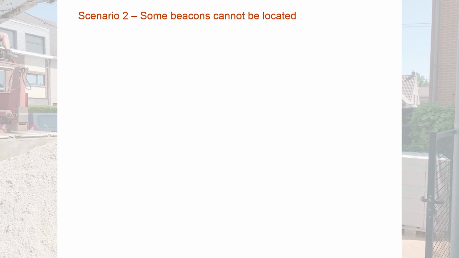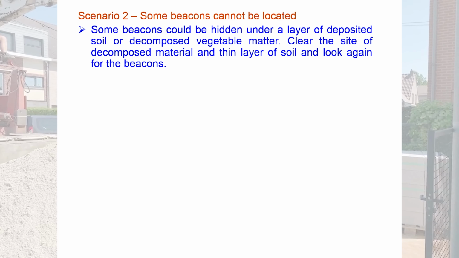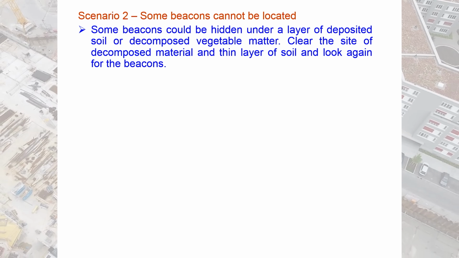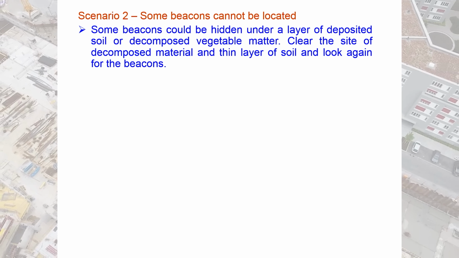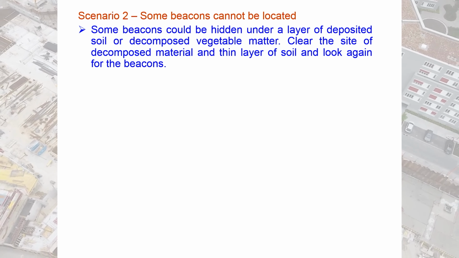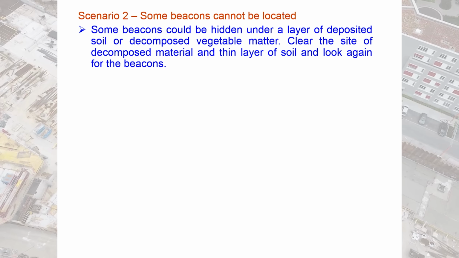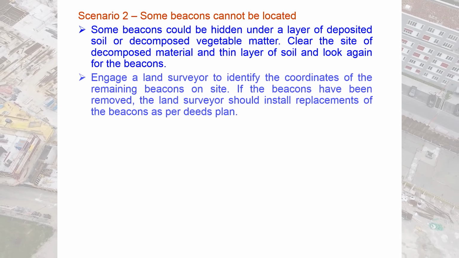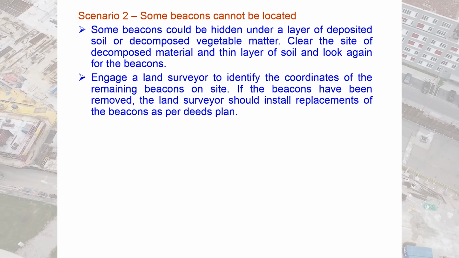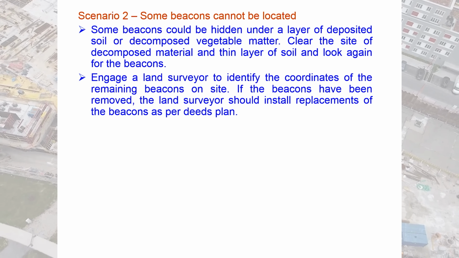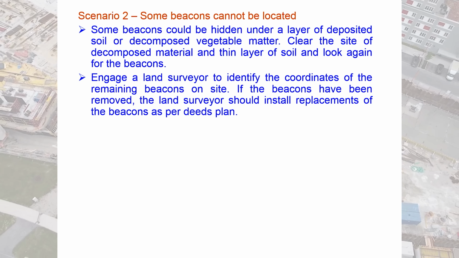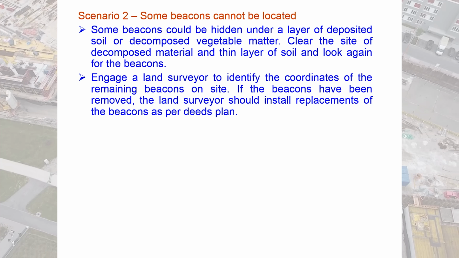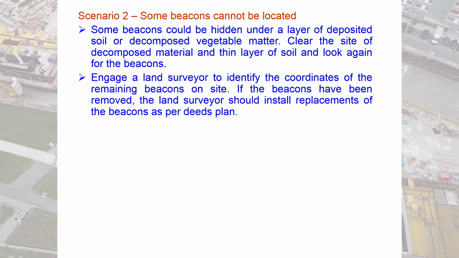Scenario 2: some beacons cannot be located. Some beacons could be hidden under a layer of deposited soil or decomposed vegetable matter. Clear the site of decomposed material and thin layer of soil and look again for the beacons. Or engage a land surveyor to identify the coordinates of the remaining beacons on site. If the beacons have been removed, the land surveyor should install replacements of the beacons as per this plan.